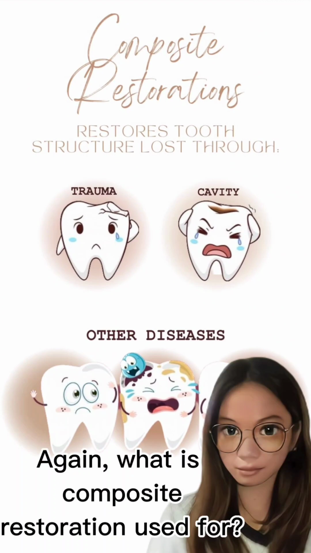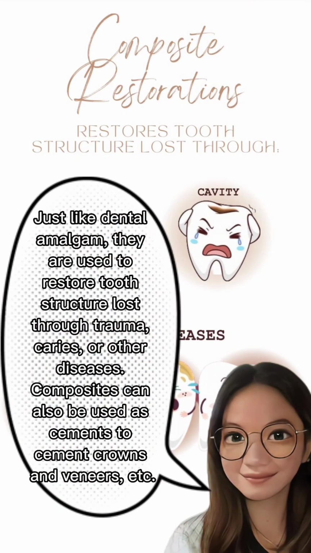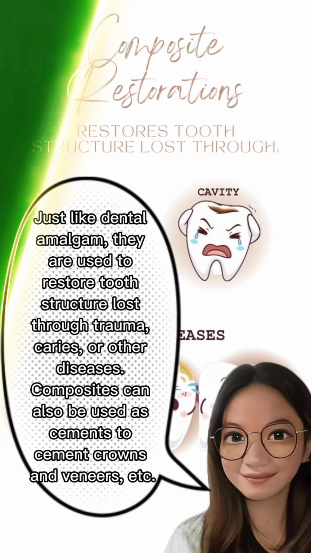Again, what is composite restoration used for? Just like dental amalgam, they are used to restore tooth structure lost through trauma, caries, or other diseases. Composites can also be used as cements to cement crowns and veneers, etc.